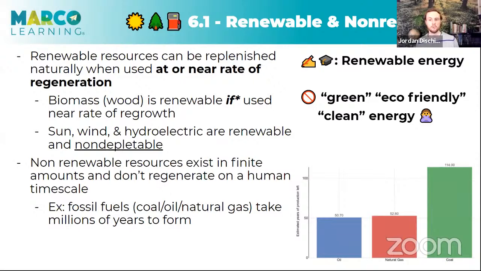So wood is a great example. Wood is renewable with an asterisk only if we reuse it at about the rate it regrows. If we use it way faster than it regrows, it's not renewable anymore. And so it is depletable. Things though like sun and wind and hydro, those are renewable and non-depletable. They don't run out. So if I put out a solar panel, there's not less sun because it went into the solar panel.